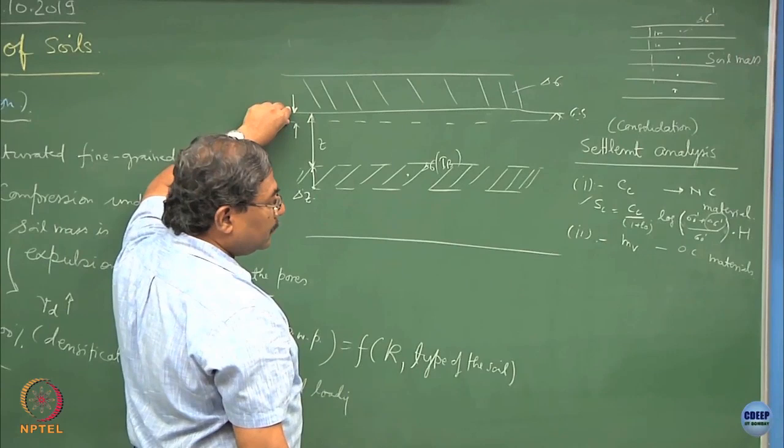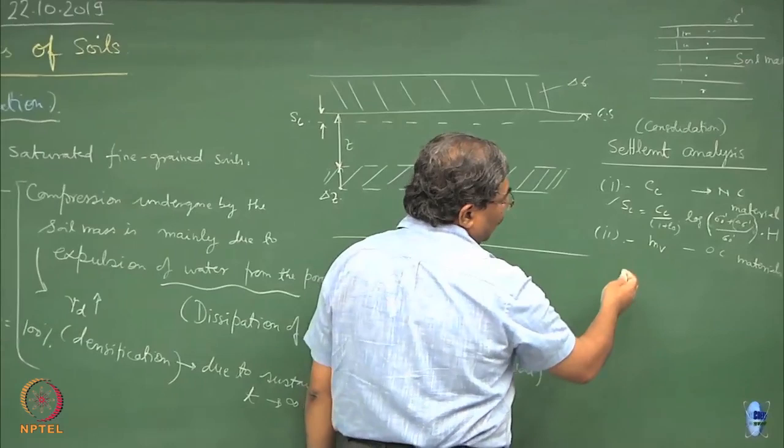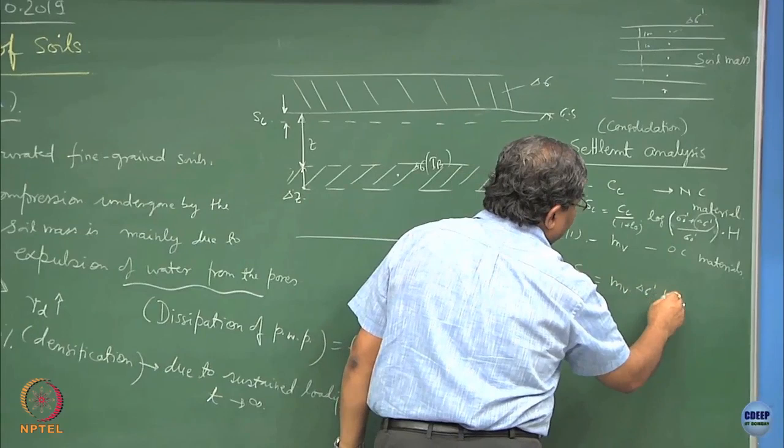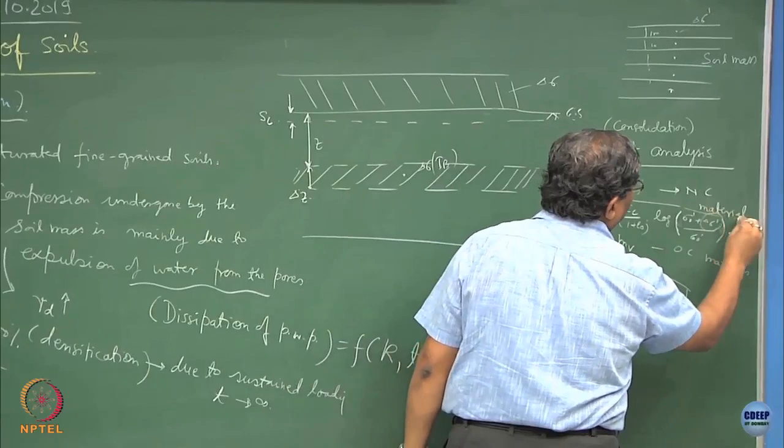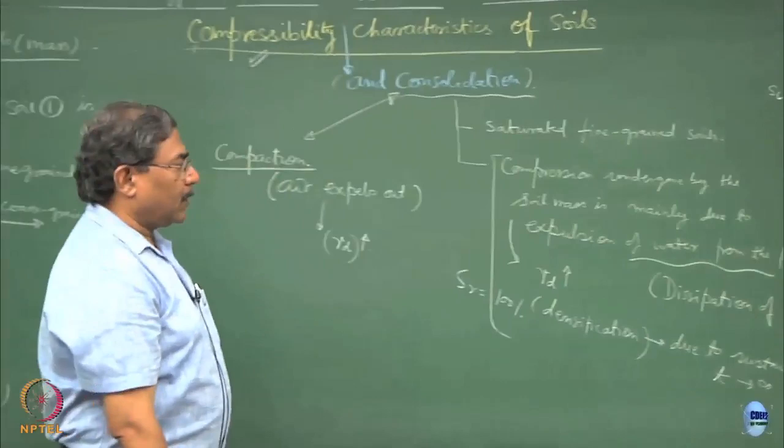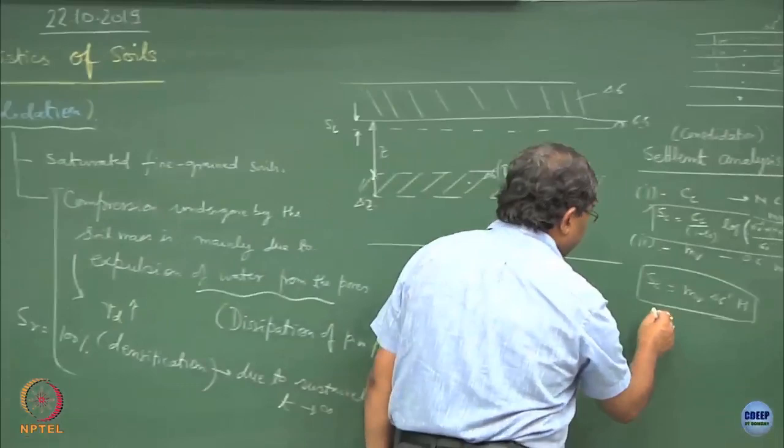However, when we are dealing with the OC materials, the Sc will be equal to mv delta sigma prime into H. How did we get this relationship? Sc is nothing but delta H, and delta H upon H equal to mv delta sigma prime. Do you think it is all right?